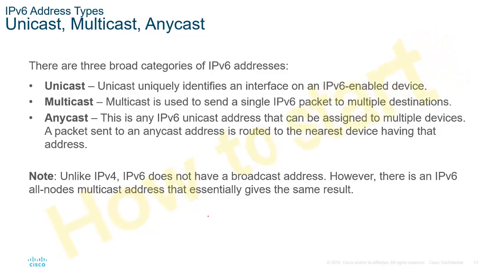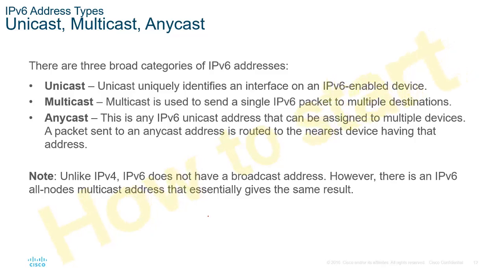Anycast basically is any IPv6 unicast address that can be assigned to multiple devices. Basically, a packet sent to an anycast address is routed to the nearest device having that address type. So you can have multiple devices assigned the same IPv6 address.